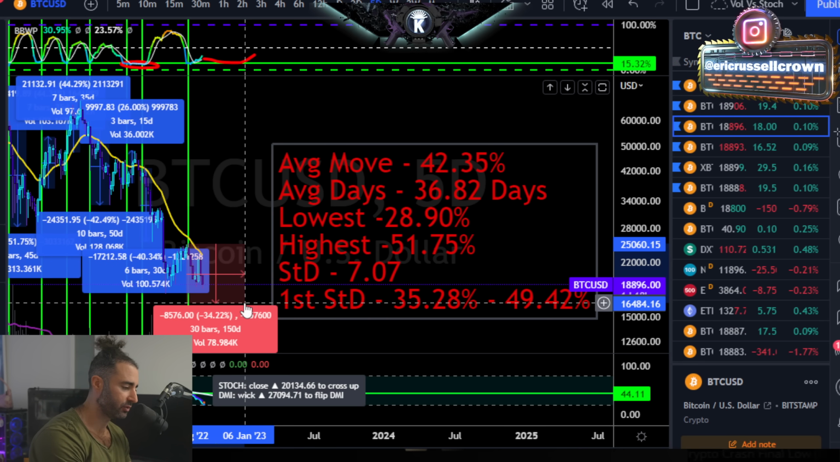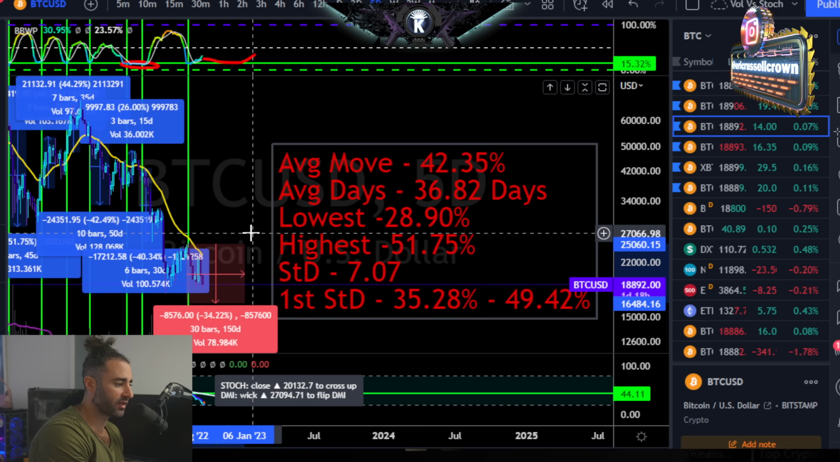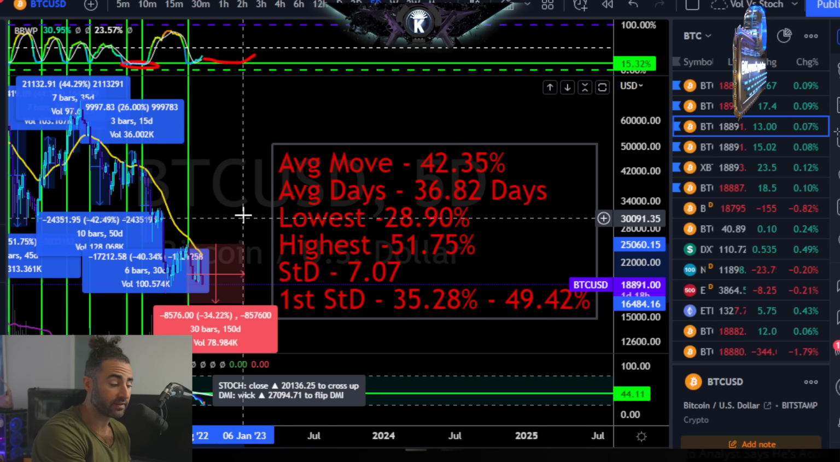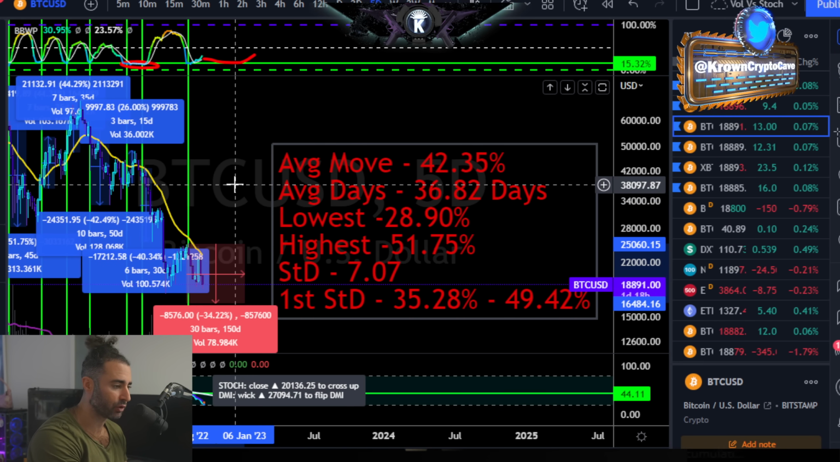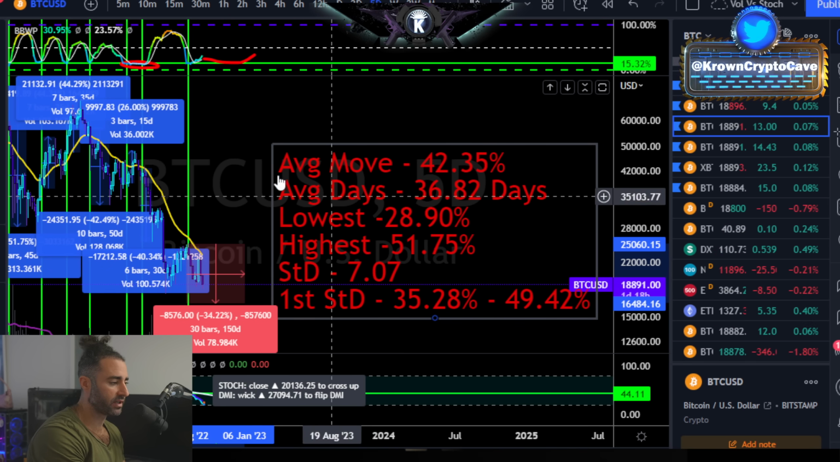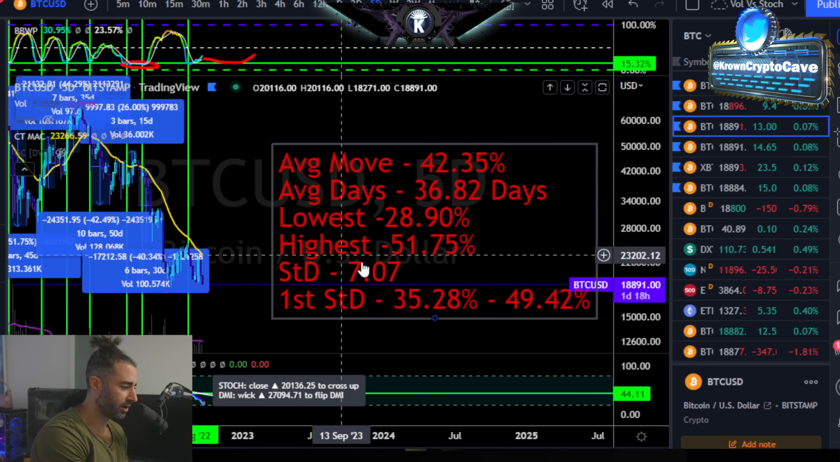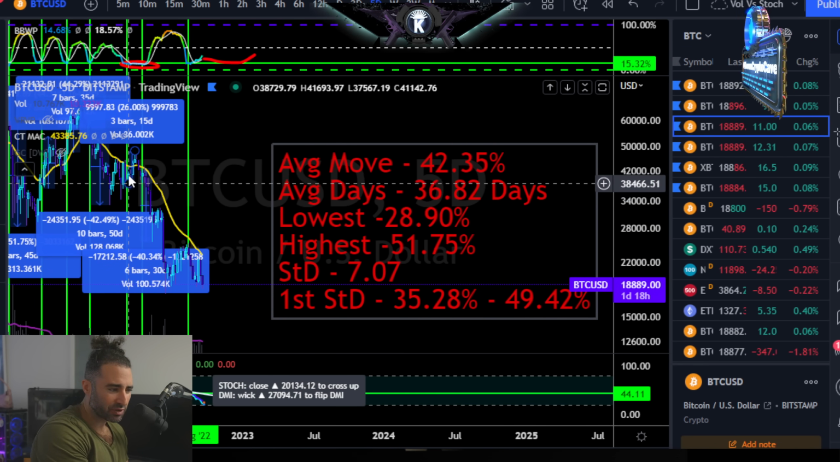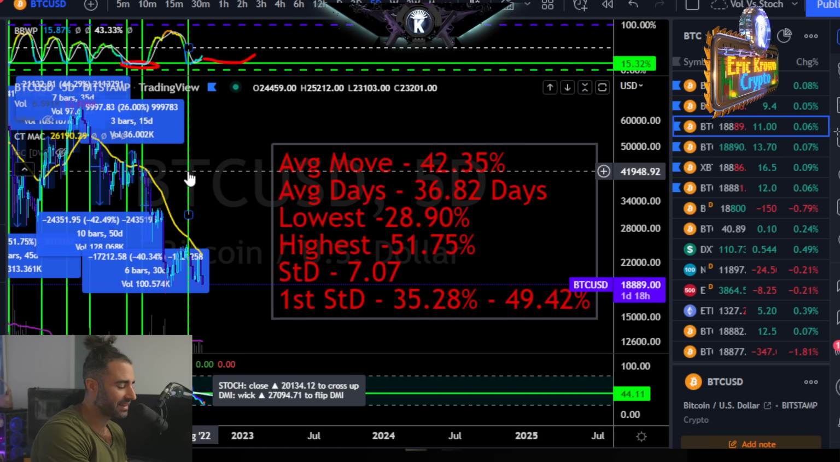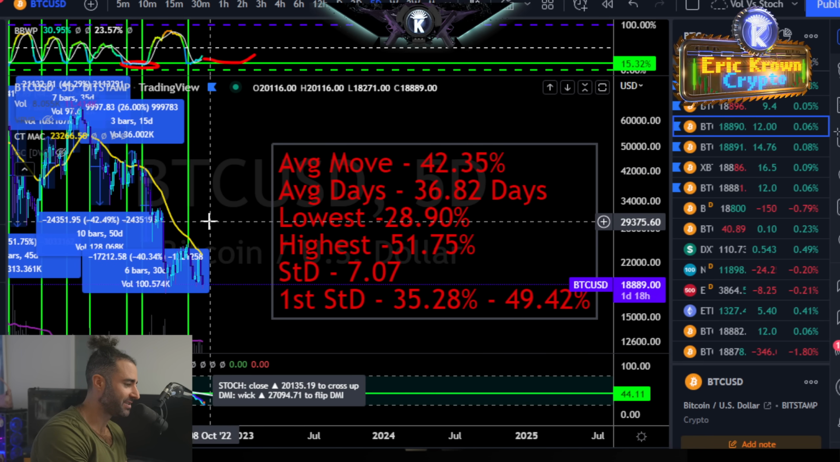Again, price action can be wicky as fuck. 42% brings you down to like 15-ish, 15.5, so a little bit more in alignment with the 2-day time frame. And 49.5% brings you all the way down to like 12,000 bucks, which just seems a little bit greedy at this point, to be honest with you.